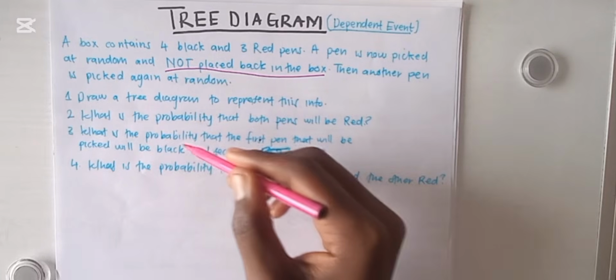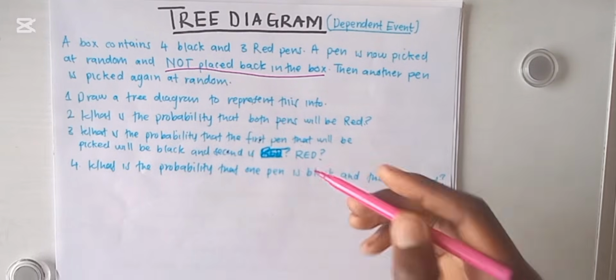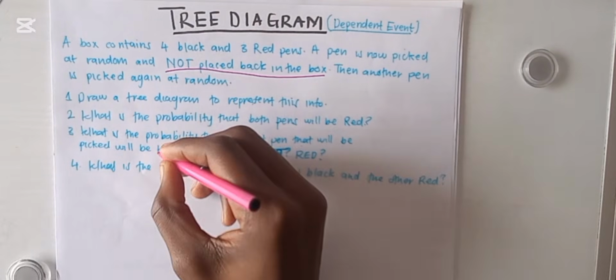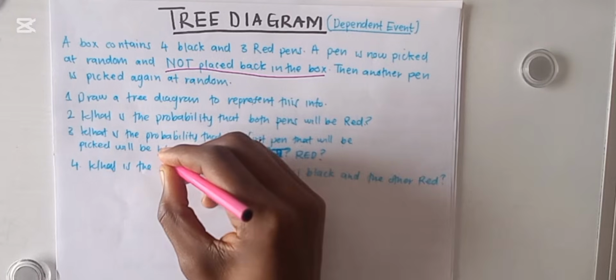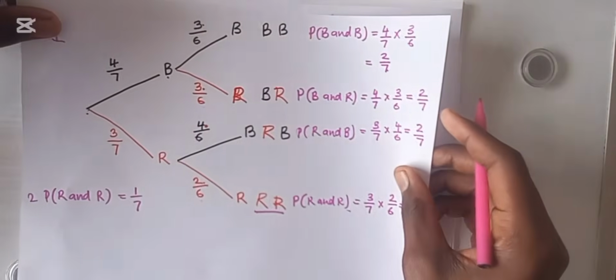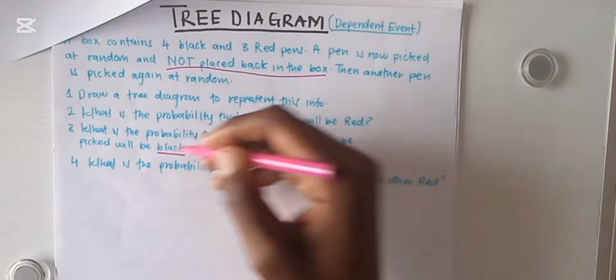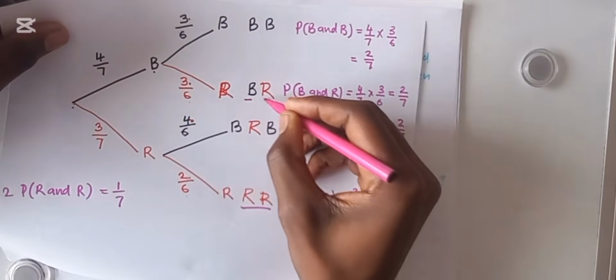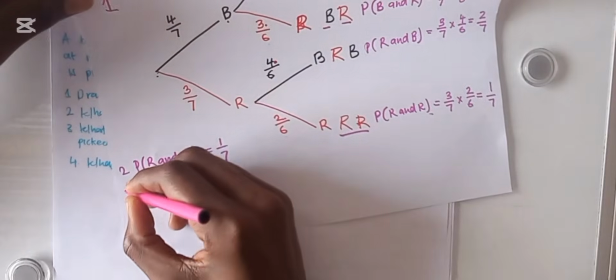that will be picked will be black and the second one will be red? So you have to understand, they just give you the command that the first pen has to be black and the second one will be red. So let's go and look at our branches here. Which one is the first black and the second one red? The one that is first black and then red is this one. So now we're going to write that probability.